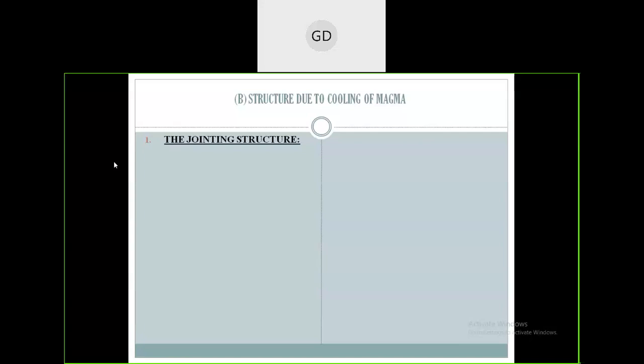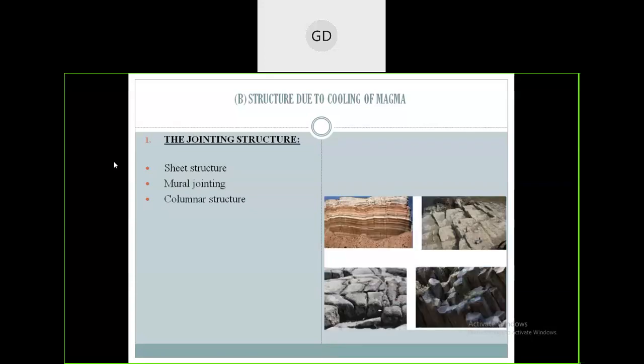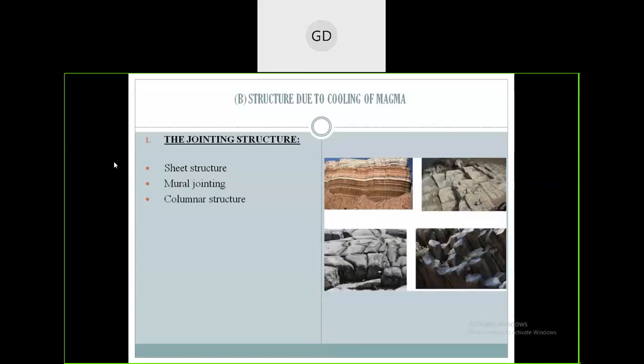Under the jointing structure, there are three types of structures. One is your sheet structure, second is your mural jointing, and the third one is your columnar structure. There is a photo you can see here. The first diagram is a sheet structure, then these two are your mural structure, and this last one is your columnar structure.